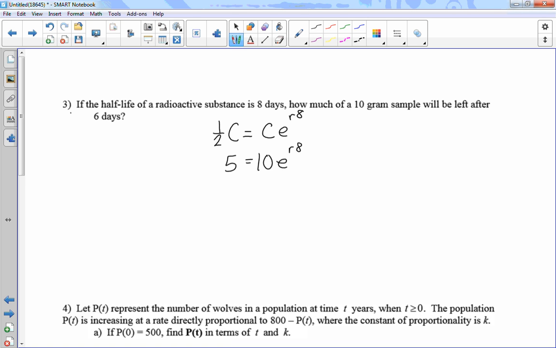E to the 8R. Okay, so we have to find the rate first. So divide by 10, 10 divided by 10, we have 0.5 equals E to the 8R. Natural log both sides. Natural log 0.5 equals 8R. Divided by the 8. This is what you guys got for the fraction.